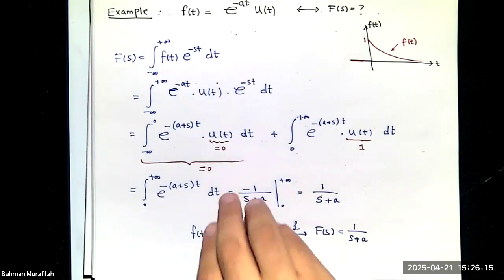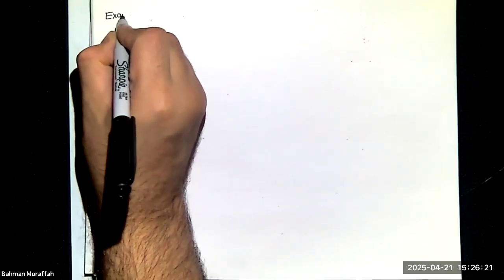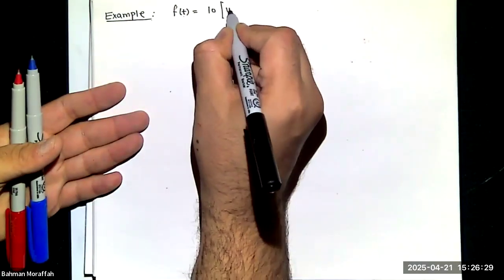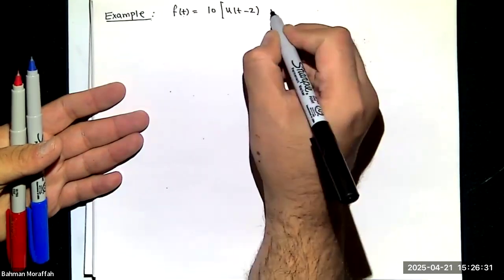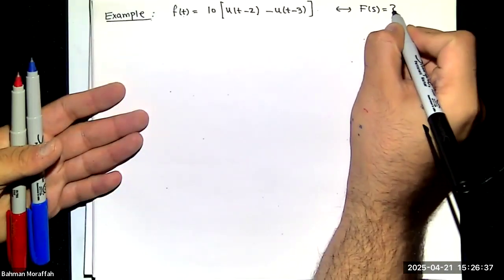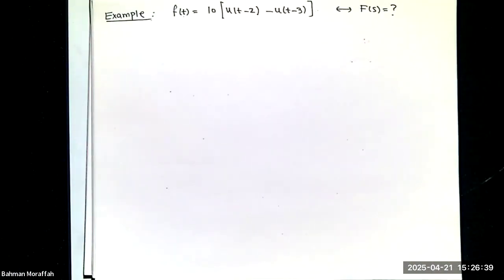Let's do one more example. Let's just say I have f of t, which is 10 times u of t minus 2 minus u of t minus 3. And the question is, what is F of s? Right. Again, let me quickly plot this to see what it looks like.